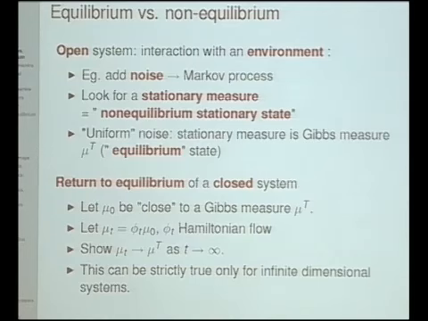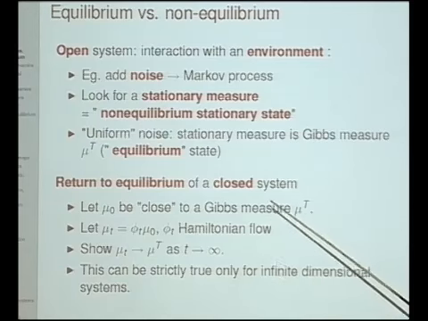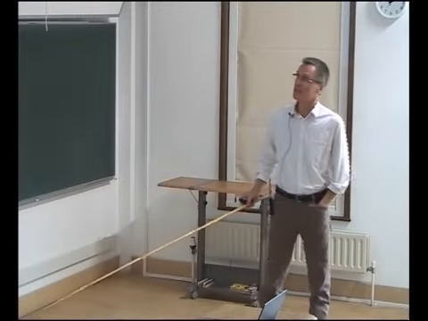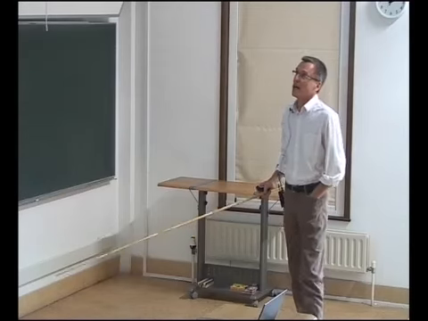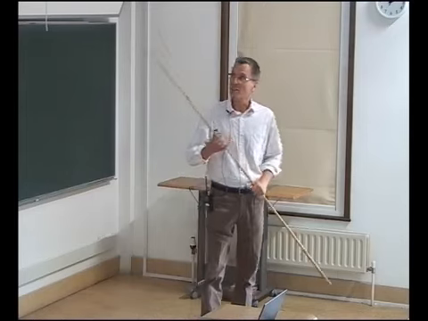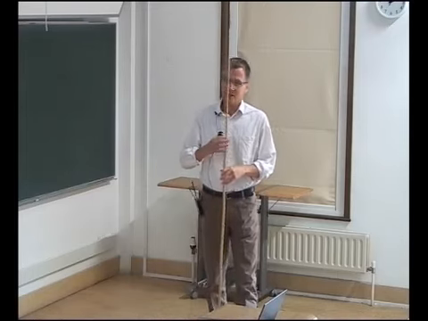So what do I mean by open system? By open system, I mean that you imagine this Hamiltonian system interacting with some sort of exterior environment. One way to model this is by noise. Once you add a little bit of noise, you have a Markov process, and you can look for a stationary state. The terminology is then that you are looking for a non-equilibrium stationary state. And if this noise, in some sense, is uniform, I'll come back to it in a moment, then you are in an equilibrium situation where the state is just the Gibbs state.